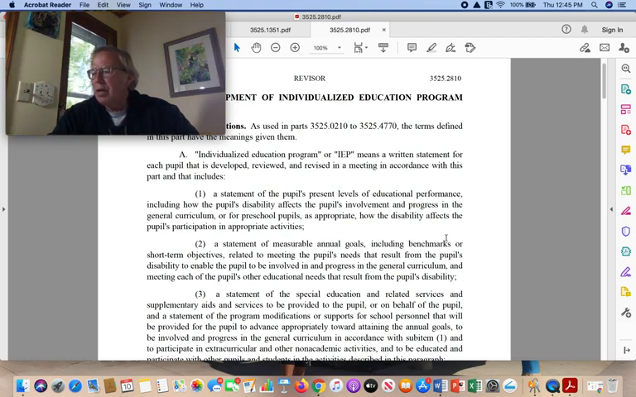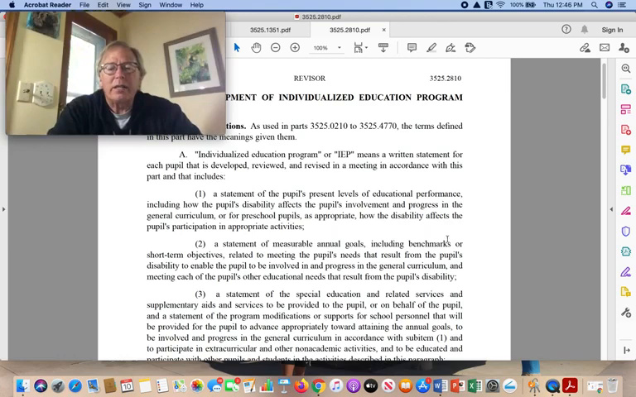I'm pulling up on my other screen the new state standards. It really does help us get towards writing up standards-based goals and objectives. That's kind of where I was going.